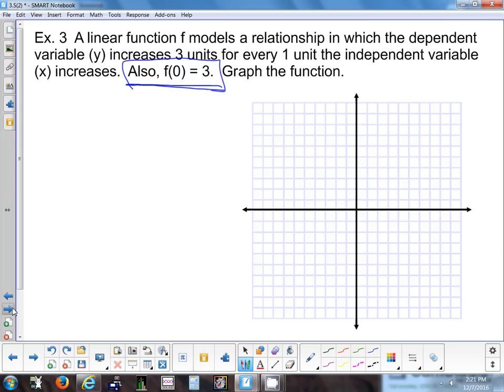You guys have a different statement. I think it says something like the y-intercept is 3. Is that what it says on your sheet? Yeah. Okay, that's how it's going to be worded on the test.